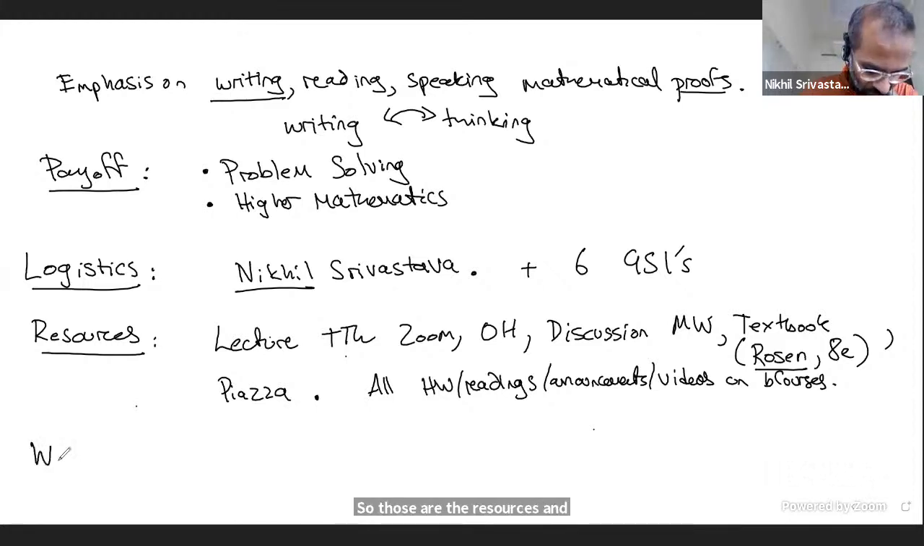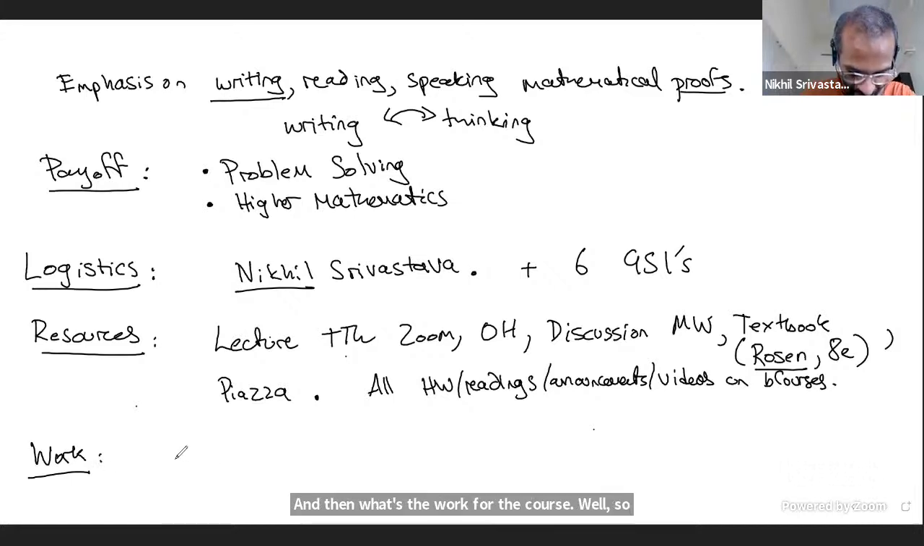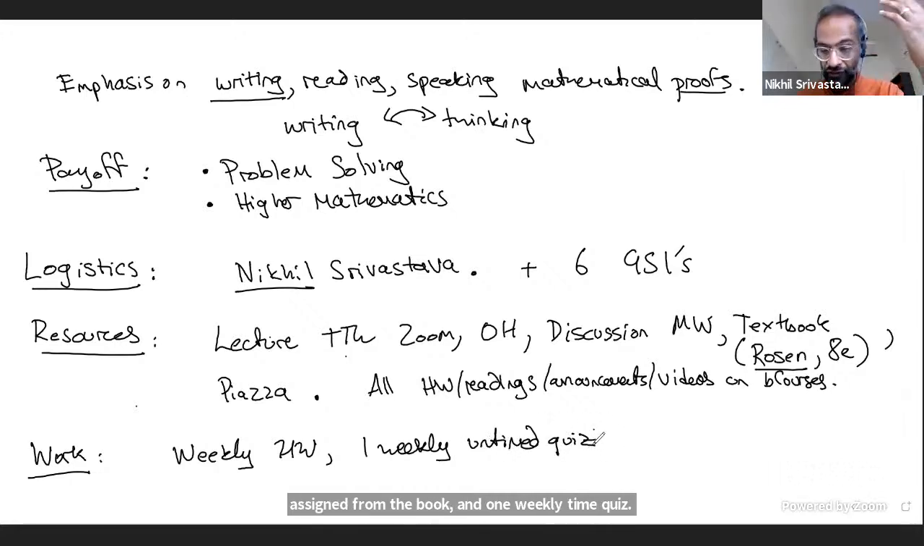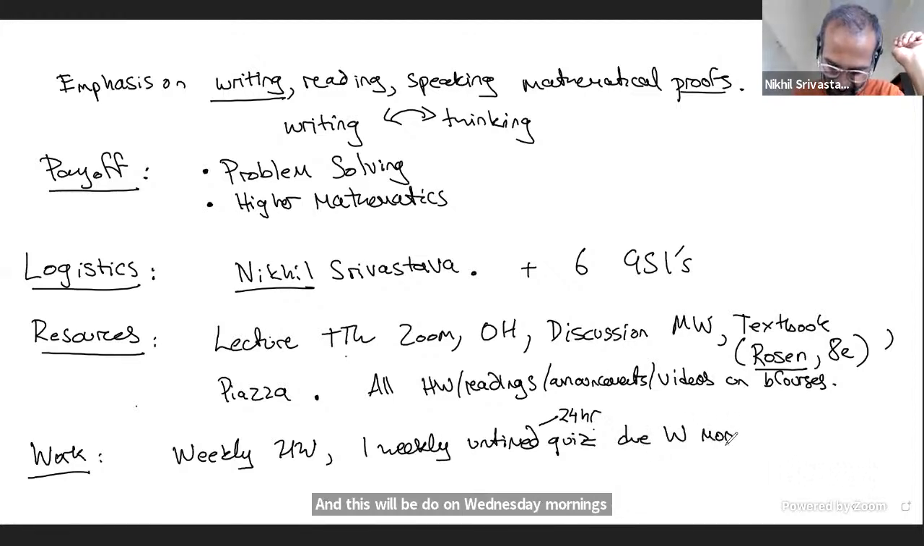And then what's the work for the course? There's weekly homework assigned from the book, and one weekly untimed quiz covering the previous week's material. Untimed means it'll be like a 24-hour quiz online. Everything will be released online, and it's open book. This will be due on Wednesday mornings. All this information is on B courses, by the way.